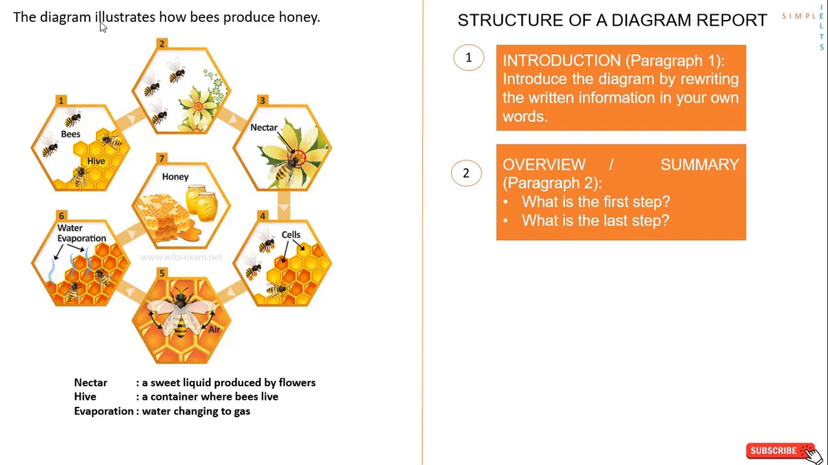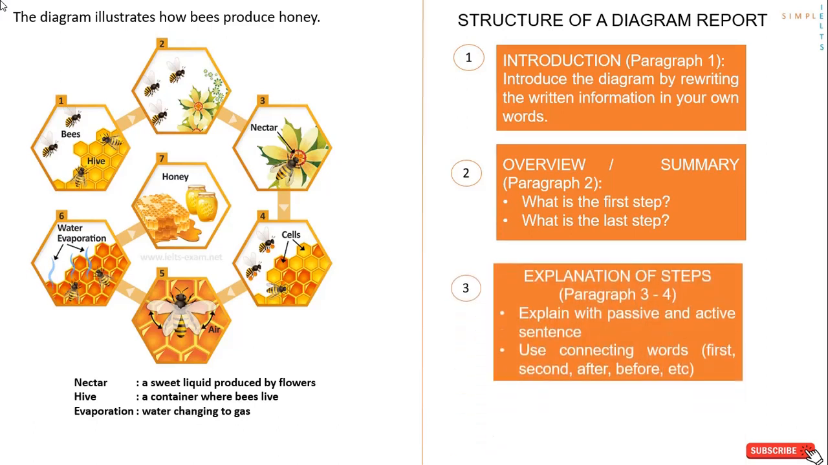In essence, when we talk about overview, there are two things that we have to make sure we write down. First is what is the first step and what is the last step. Okay, special for this diagram, because there are numbers in each picture, we can say also how many steps are involved. Okay, there are 7 steps. Okay, we can write that down in the overview part.